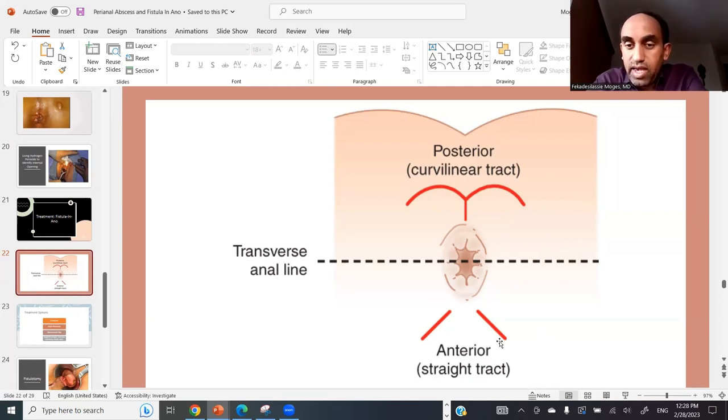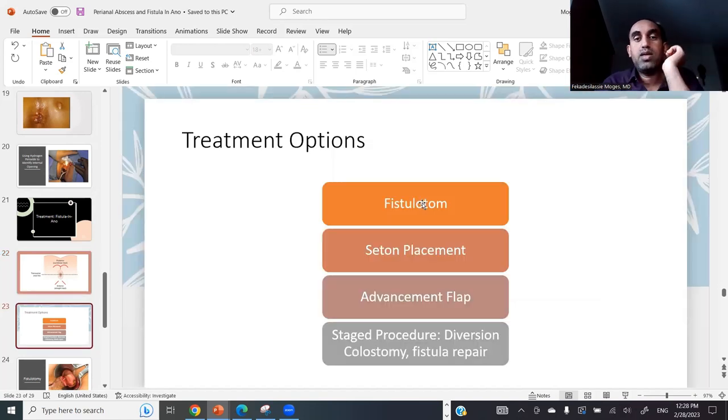So if the external opening is anterior, most of the time the fistula tract is simple and straight, okay? If the external opening is located posteriorly, most of the time the fistula tract is complicated. It's not simple and straightforward, so you have to really plan your treatment and prepare yourself, because the tract is complicated most of the time. If the fistula has this kind of shape, we call it a horseshoe.